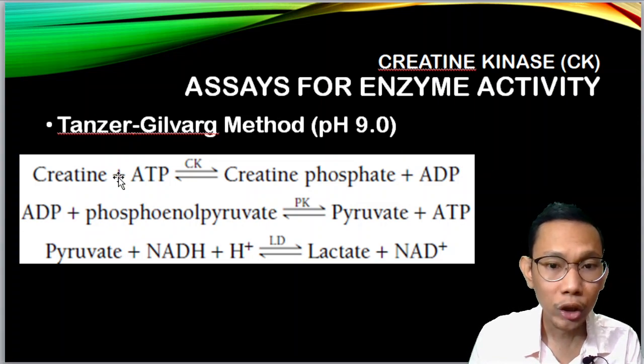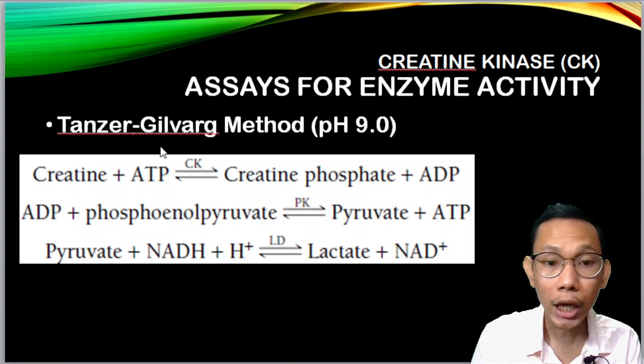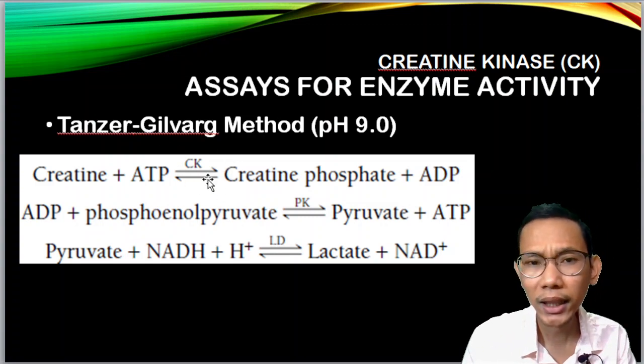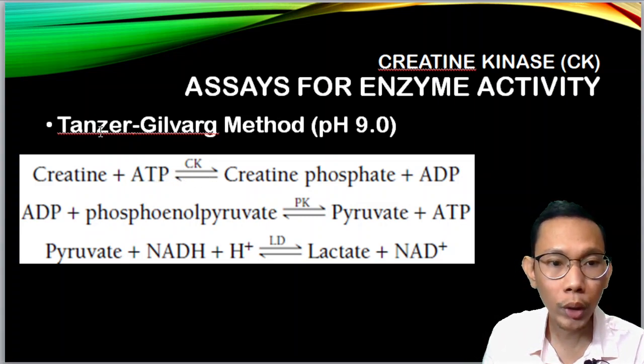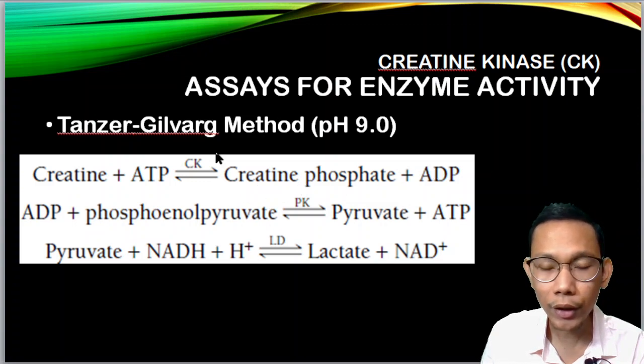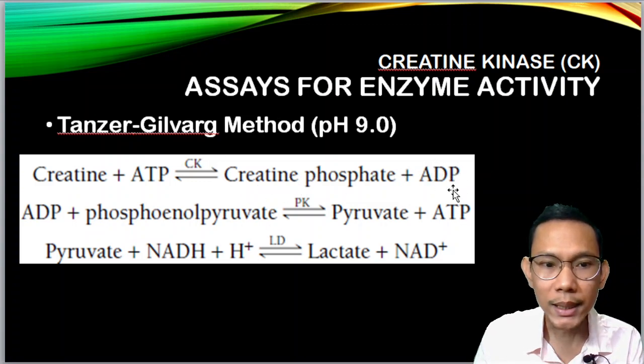For the reaction, it uses 3 different enzymes: creatine kinase, pyruvate kinase, and lactate dehydrogenase. So you have creatine and ATP, by the action of CK. Anything that has kinase has something to do with transfer of phosphate. You transfer the phosphate from ATP to creatine, resulting in creatine phosphate, and what is left is ADP. This ADP is added to phosphoenolpyruvate by the action of pyruvate kinase. You transfer the phosphate group from phosphoenolpyruvate to the ADP, so it becomes ATP, and what is left becomes pyruvate.